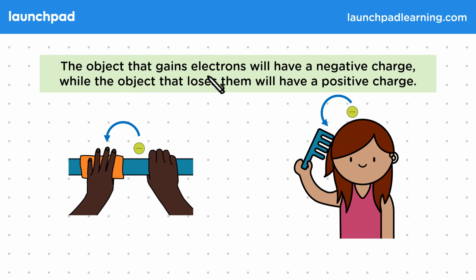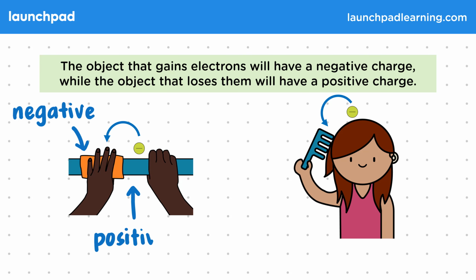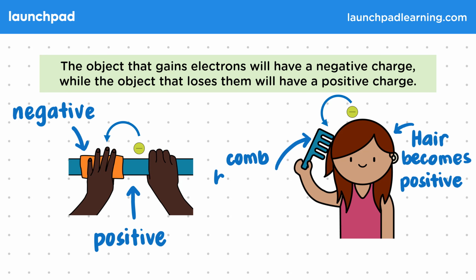The object that gains electrons will have a negative charge, while the object that loses them will have a positive charge. The cloth has more electrons, so becomes negatively charged, and the rod has fewer, so becomes positively charged. The hair has fewer electrons, so becomes positively charged, and then the comb has more electrons, so becomes negatively charged.